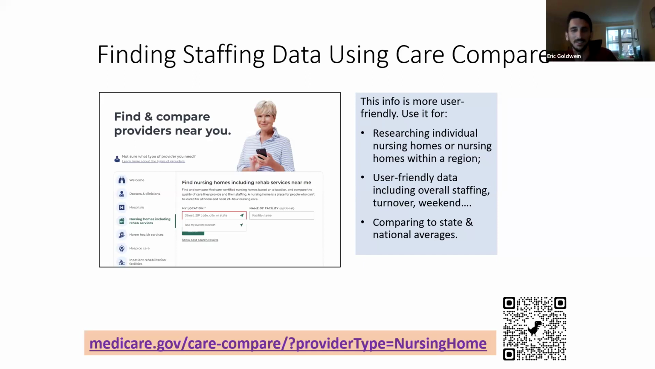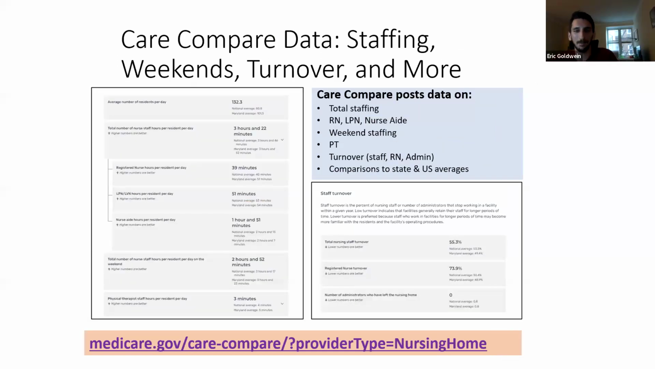And then the next slide will show just examples of the type of data they show. So again, total staffing, RN, LPN, nurse aide, PT, turnover, and a really cool feature that they recently added is they have comparisons to the state and US average. So you can see how, I think this is Fayette Nursing Home in Maryland, and you can see how this facility compares to the Maryland average and the national average. Next slide, please.